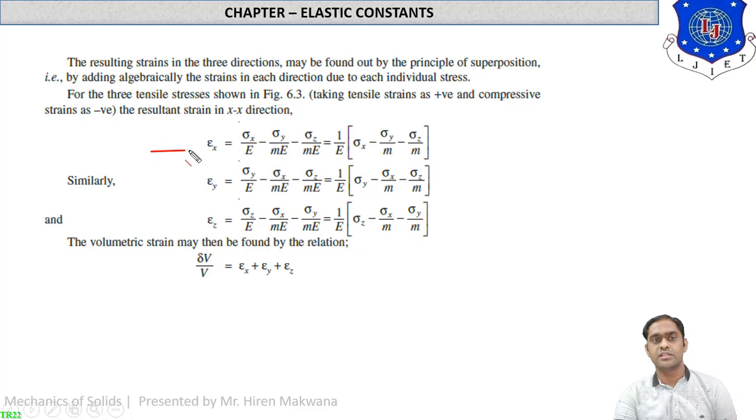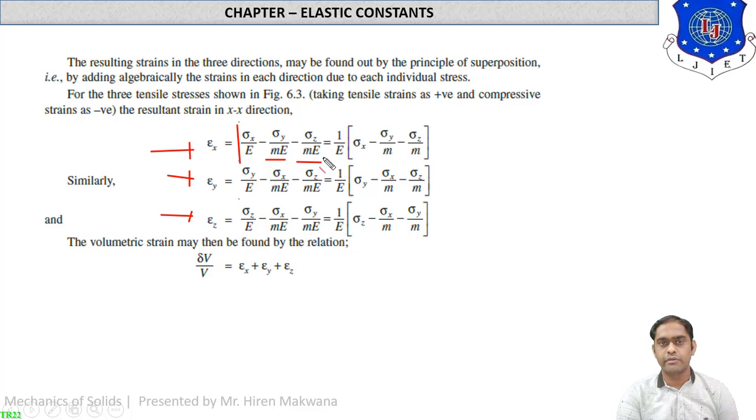So for that, you just have to take epsilon x, epsilon y and epsilon z. What is epsilon x? If you are taking x direction, then it is sigma x upon E alone, while the other two terms will be negative and multiplied by Poisson's ratio: sigma y upon E, sigma z upon E. In the first term, sigma x upon E, there is no Poisson's ratio because it is the x direction. So you have to remember it like this, empirically. Then 1 upon E will be common out and the remaining terms are in the bracket, which will give the answer of epsilon x.